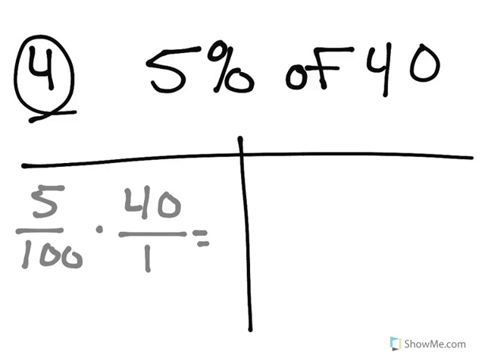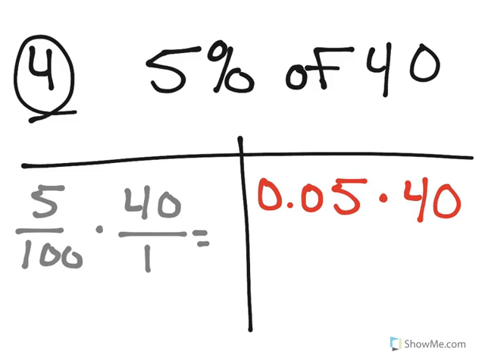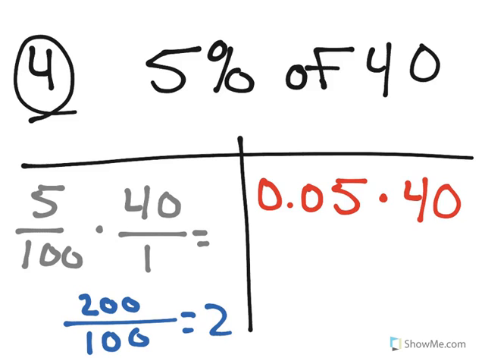If I do it as a decimal, I'm going to change it to a decimal, so it's going to be 0 and 5 hundredths. Of means multiply times 40. So if I do the first one, I'm going to multiply 5 times 40, which I get 200. 100 times 1, I get 100. When I divide it out, I get 2. If I do it with the decimals, I just type in 0 and 5 hundredths times 40, and I still get 2 as an answer.